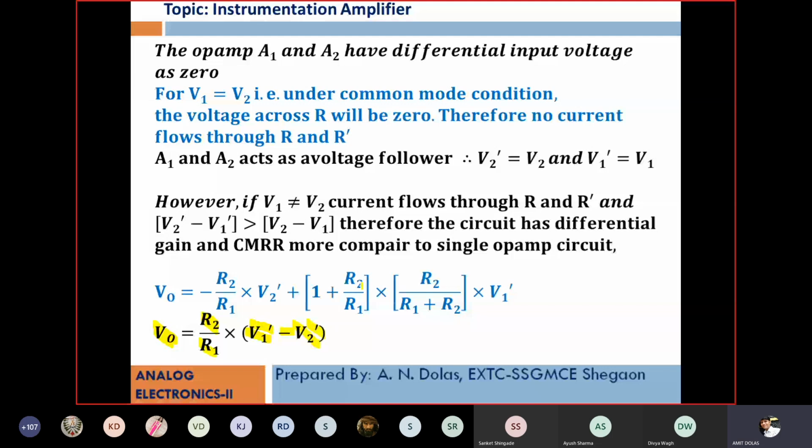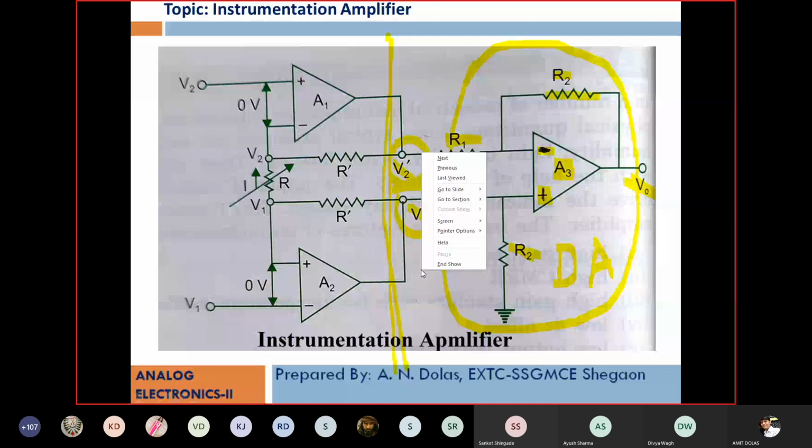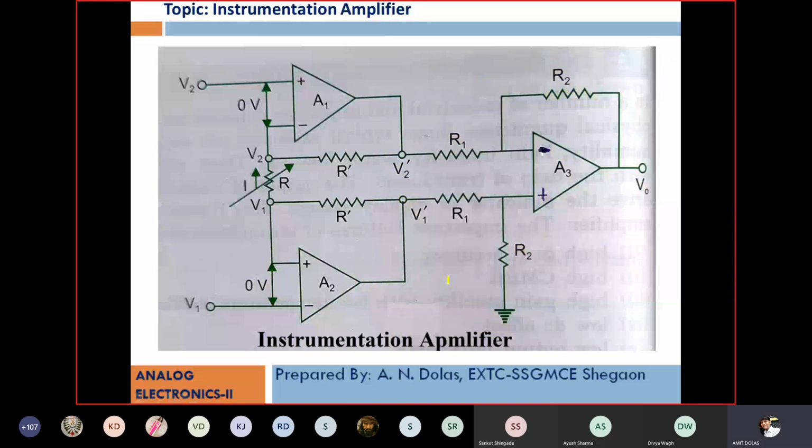Coming back to the circuit diagram, as there was a problem with the basic instrumentation amplifier, which is nothing but a differential amplifier, there was a problem with low input impedance in the inverting stage.